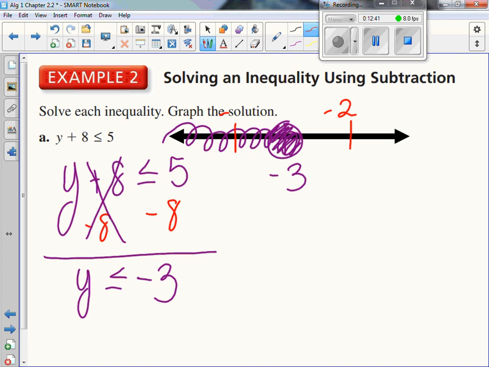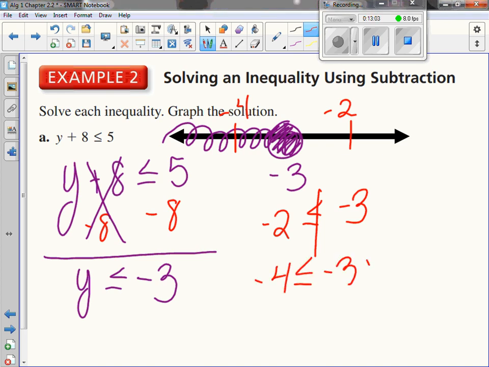And we could test that. I can pick negative 2 and negative 4, yes? And we can plug it in. If I plug negative 2 in, is negative 2 less than or equal to negative 3? Is this a true statement? No, right? Negative 2 is greater than negative 3. So we shade on the other side, because negative 4 would be less than or equal to negative 3, yes?